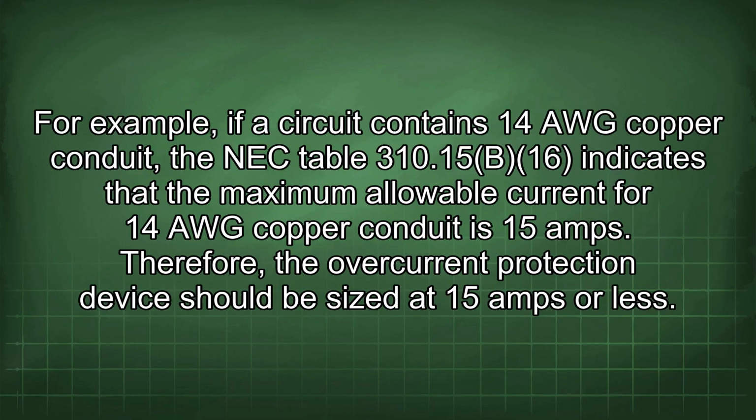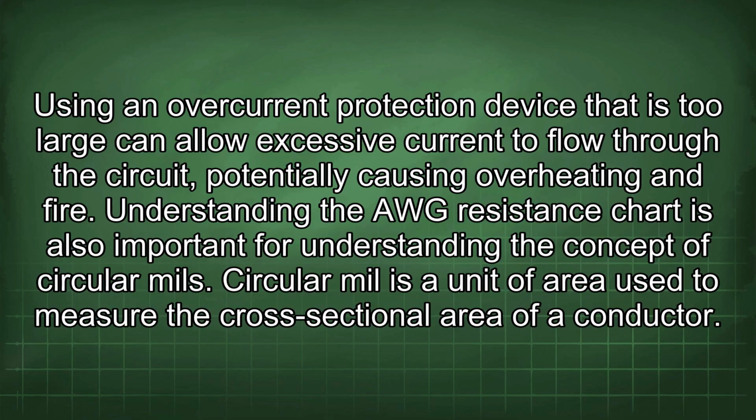For example, if a circuit contains 14 AWG copper conduit, the NEC table 310.15(B)(16) indicates that the maximum allowable current for 14 AWG copper conduit is 15 amps. Therefore, the overcurrent protection device should be sized at 15 amps or less. Using an overcurrent protection device that is too large can allow excessive current to flow through the circuit, potentially causing overheating and fire. Understanding the AWG resistance chart is also important for understanding the concept of circular mills.